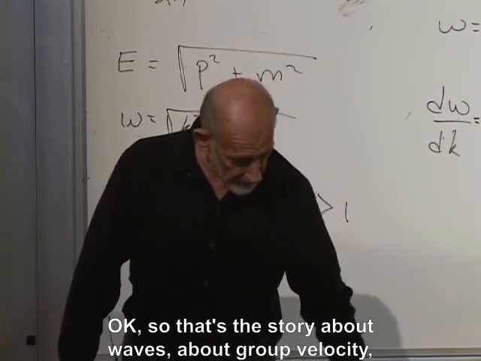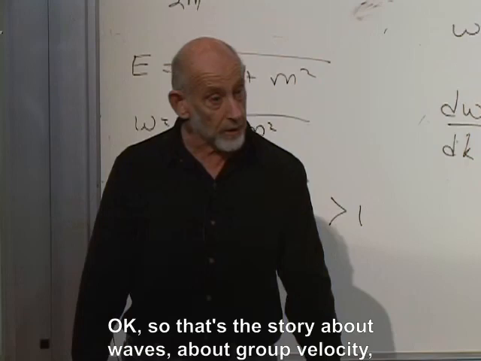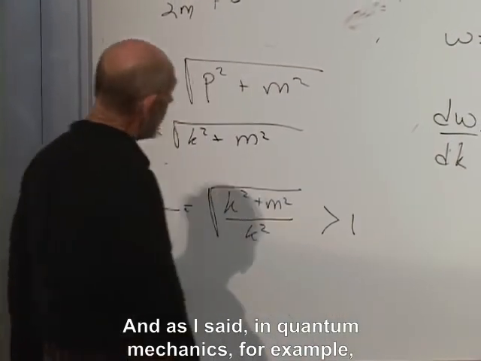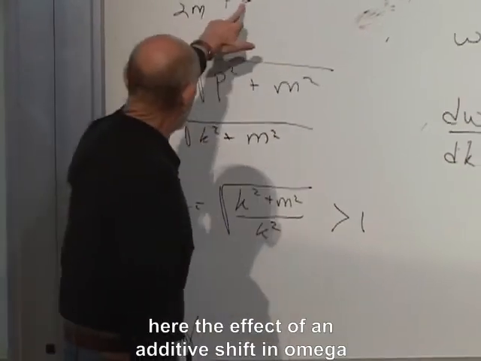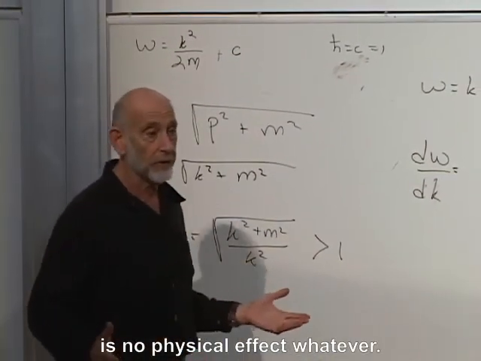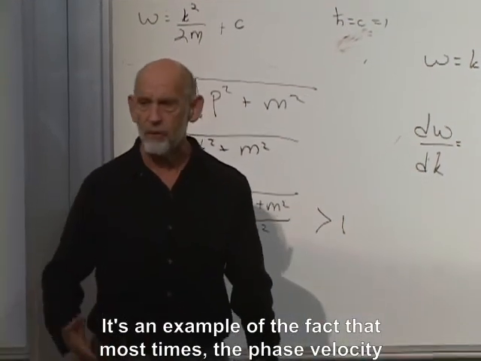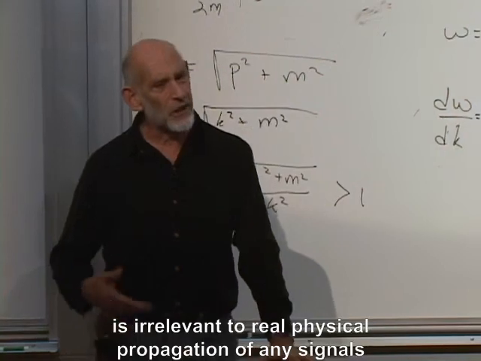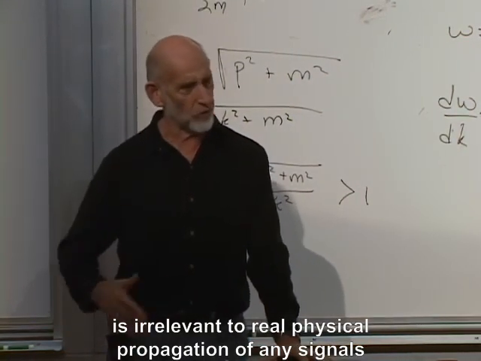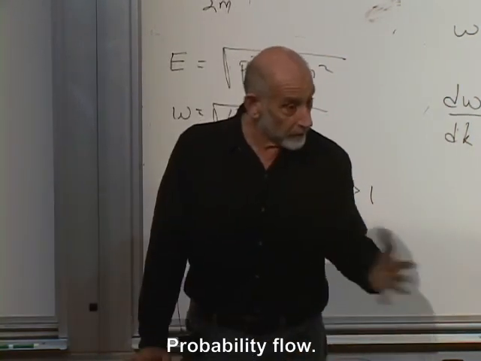Okay. So that's the story about waves, about group velocity and phase velocity. And as I said, in quantum mechanics, the effect, for example, here, of an additive shift in omega is no physical effect whatever. It's an example of the fact that most times the phase velocity is irrelevant to real physical propagation of any signals or any energy flow or anything like that. Probability flow.